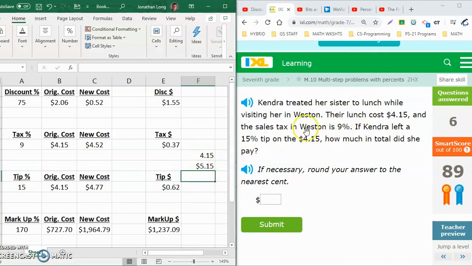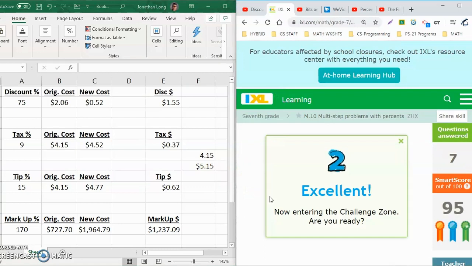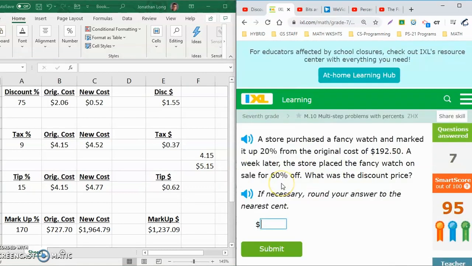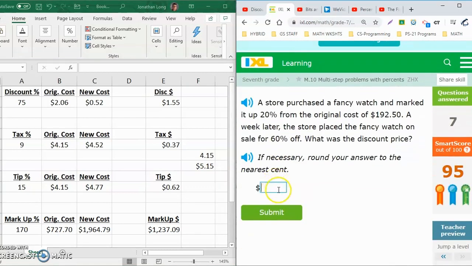So again, when you get these restaurant type problems, put in the original cost in two places for tax and tip, put in your tax amount, put in your tip amount, look at your column E and add those two along with your grand total. So I'll put in $5.15. Excellent. So I just wanted to give you a heads up on working M10. Use your Excel to help with the IXL.